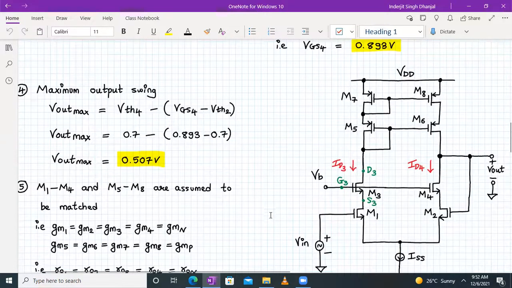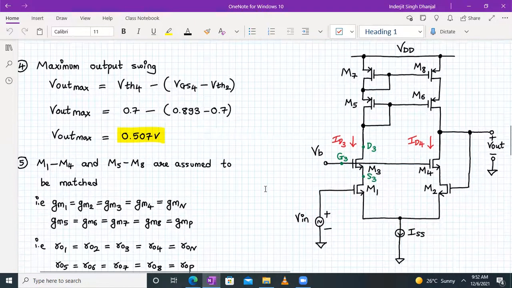Now the maximum output swing V out max is VTH4 minus VGS4 minus VTH2. VTH4 is again an NMOS transistor, its value is 0.7, minus of bracket 0.893. VTH2 is again an NMOS transistor, so minus 0.7. The calculation of this gives V out max as 0.507 volt. So this is the maximum output swing.